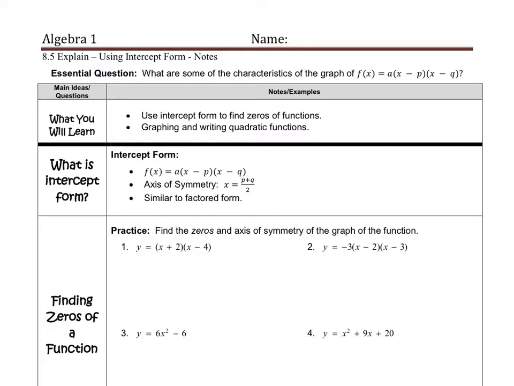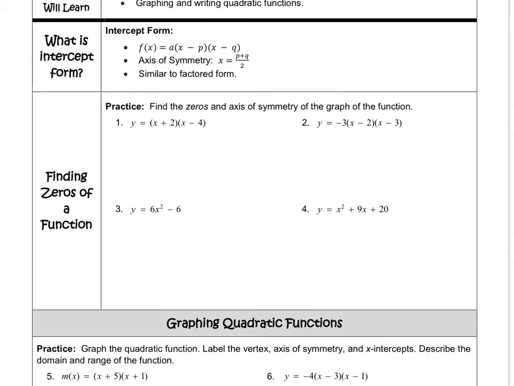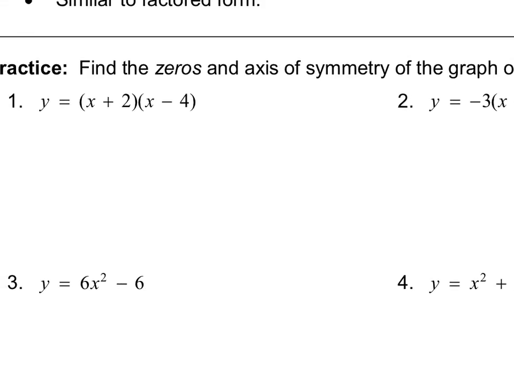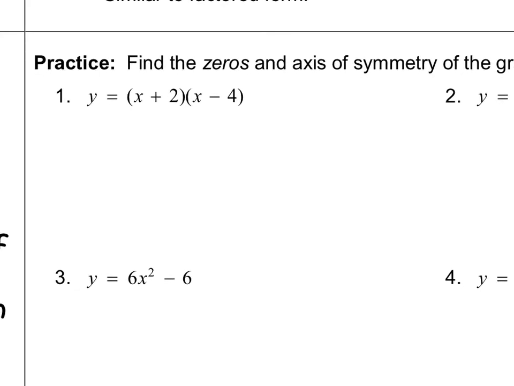So let's go ahead and just start out by looking at number 1. And number 1 gives us our quadratic function in the intercept form or in our fully factored form. And we want to find the zeros and the axis of symmetry. We already know how to find our solutions or our zeros. And what we do is we set each factor equal to 0.